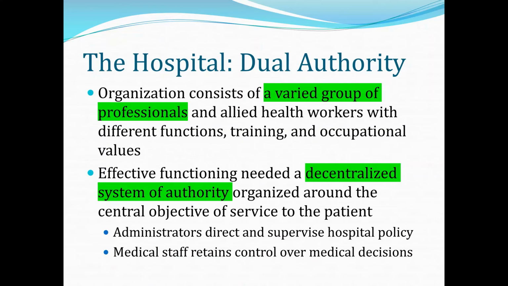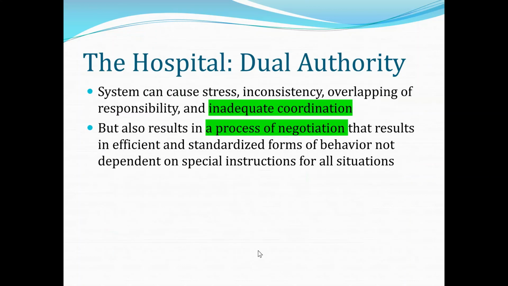So the hospital has become an organization consisting of a varied group of professionals and allied health workers with different functions, training, and occupational values. So the effective functioning needed a decentralized system of authority organized around a central objective of service to the patient. So how to do that? Well, administrators here, we're talking about administrators in charge of bureaucracy, daily running of the hospital, directing and supervising hospital policy, whereas medical staff retains control over medical decisions.